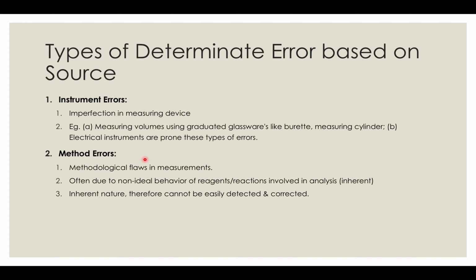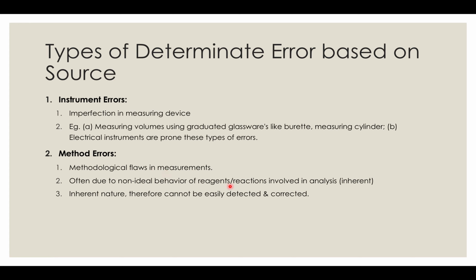The second type of determinate error based on source is the method error. Method error, as the name suggests, is a result of flaws in the method used for any analytical determination. In methods we use different kinds of reagents, or if it is a reaction, any procedure that you follow in a reaction. Any kind of non-ideal behavior in the solvents, reactants or reagents being used can lead to these kinds of method errors.